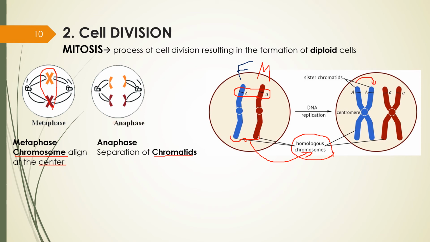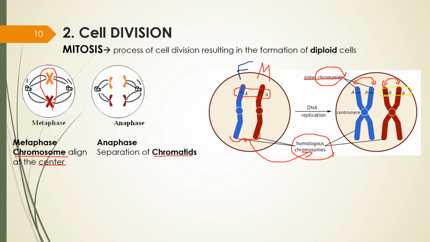So when I have two, I say I have two sister chromatids. Sister chromatids are exactly the same chromosome, but now duplicated. And here I have two for capital letters and two for small letter a. So what's the difference?